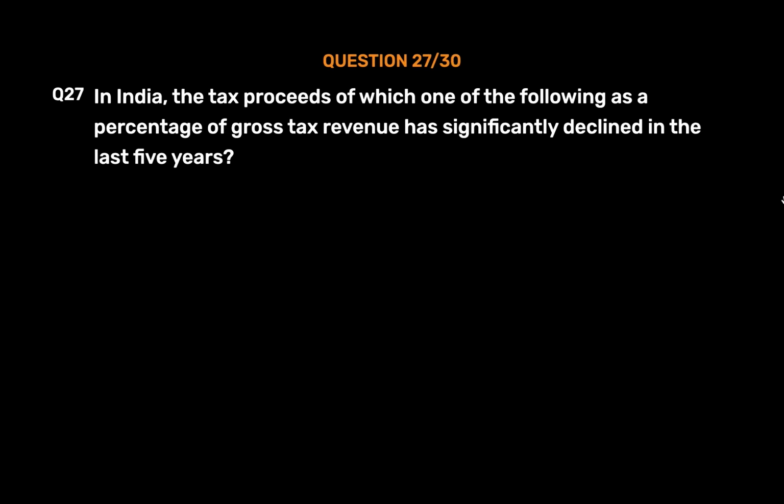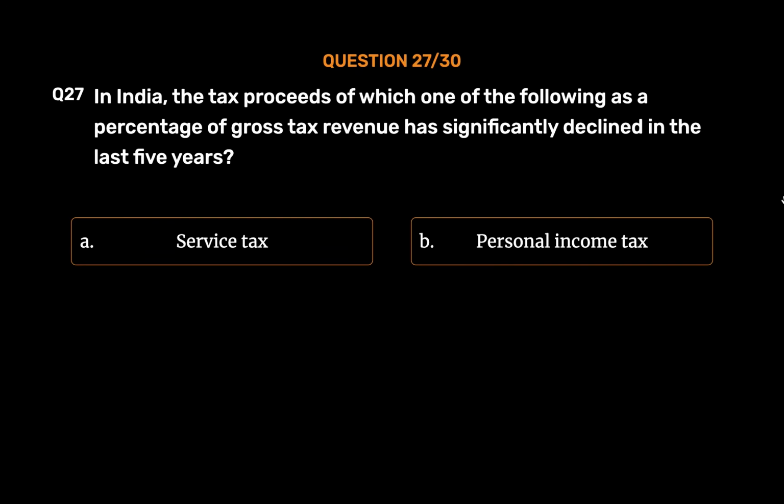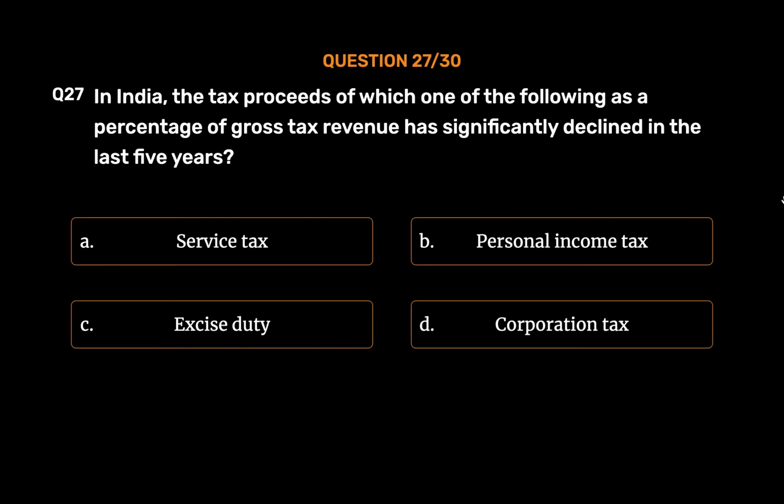Question number 27. In India, the tax proceeds of which one of the following as a percentage of gross tax revenue has significantly declined in the last 5 years? Option A, service tax. Option B, personal income tax. Option C, excise duty. Option D, corporation tax. The correct answer is Option C, excise duty.